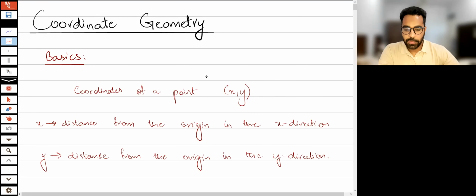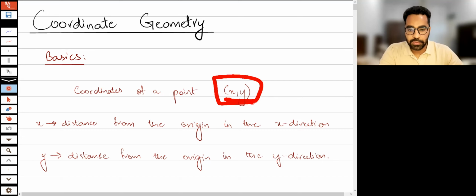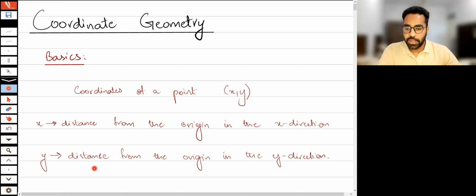In this video, we're going to discuss the basics of coordinate geometry. To understand the basics of coordinate geometry, you need to understand what we mean by the coordinates of a point. Coordinates of a point are represented like this: x, comma, y, where x is the distance from the origin in the x direction, or the right side, or the left side, and y is the distance from the origin in the y direction, which is upwards or downwards.